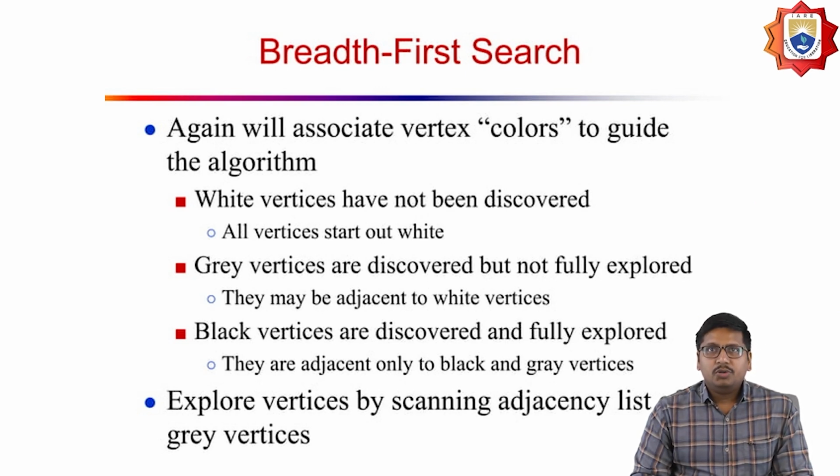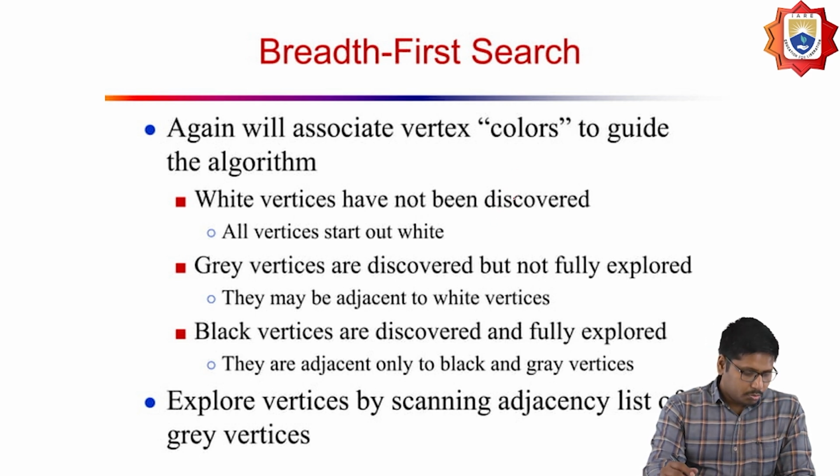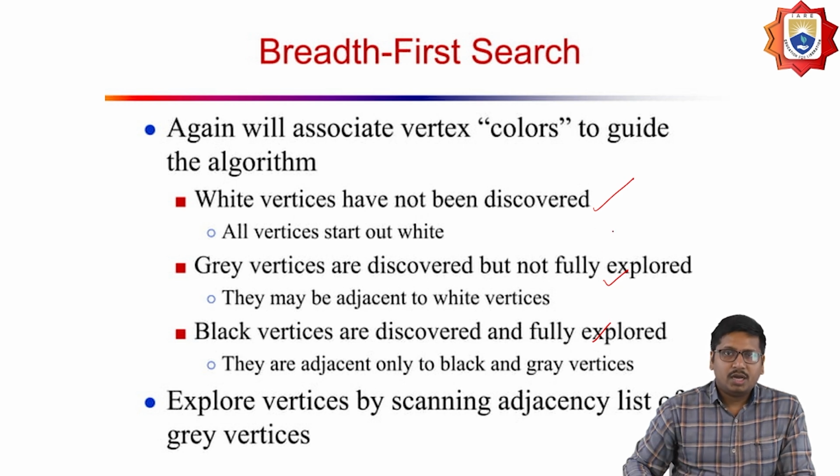Again, we are going to associate colors to guide the algorithm. White vertices are not yet discovered, gray vertices are discovered but not fully explored, and black vertices are discovered and fully explored. I'm going to explain this breadth first search by applying the colors. So these are the three different colors we have in this problem.